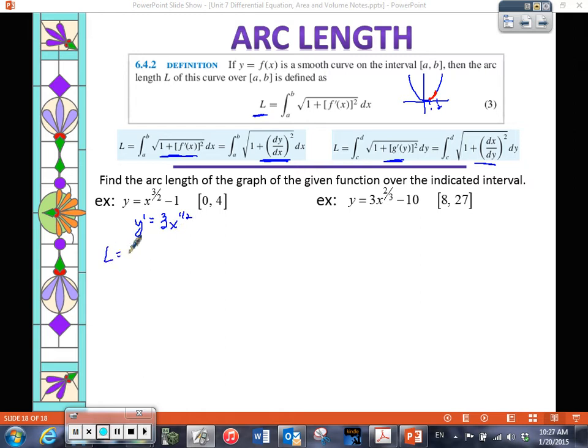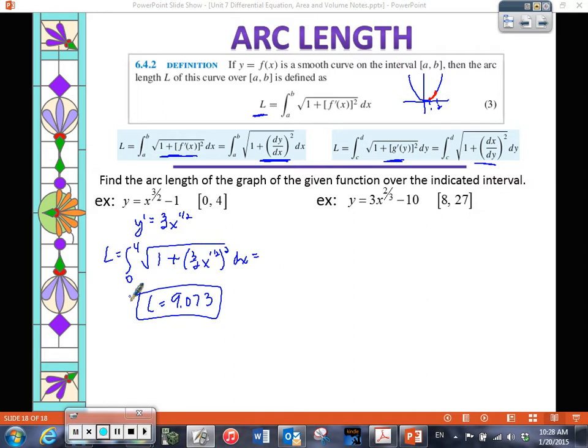So our arc length, they want us to measure from 0 to 4, square root of 1 plus my derivative squared, which is 3/2 x to the 1/2 squared dx. I put that in my calculator and I get my arc length to be 9.073. So pretty straightforward. There's really nothing more to it than this. It's just finding the derivative, putting it inside the radical.